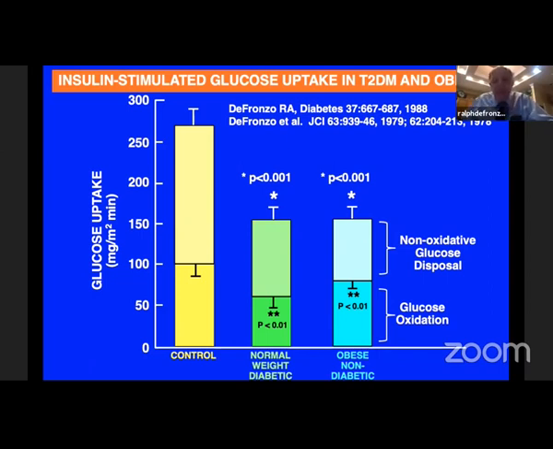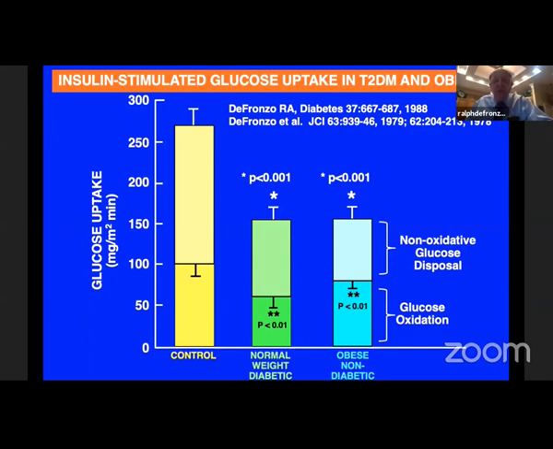Now, if you look at the green bars, these are normal weight type 2 diabetics. You can see they have about a 50% reduction in whole body insulin-mediated glucose metabolism. And then to the right in blue are the obese non-diabetics. And you can see that obese non-diabetics on average are as insulin resistant as the normal weight type 2 diabetics. And the implication here should be pretty obvious.